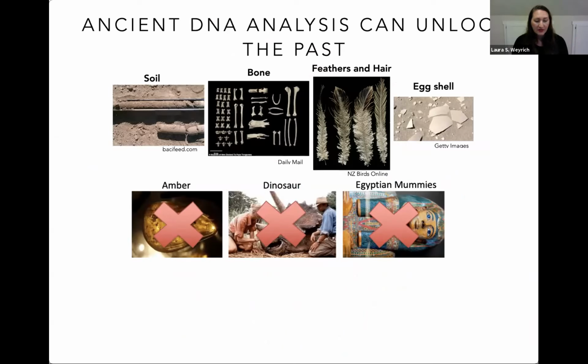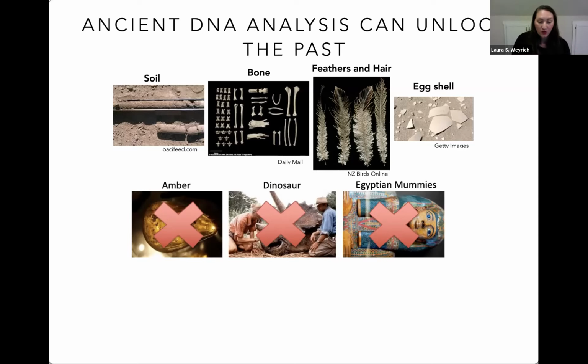We do not typically obtain ancient DNA from amber or even from dinosaurs. They're much too old. So I'm sorry, Jurassic Park is probably not real. And ancient DNA is also very difficult to obtain from Egyptian mummies. Not impossible, but difficult because the embalming process can actually destroy DNA or fix DNA in ways that's difficult to get that back out.